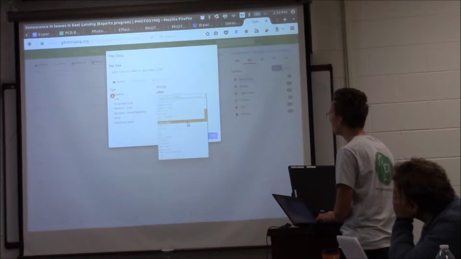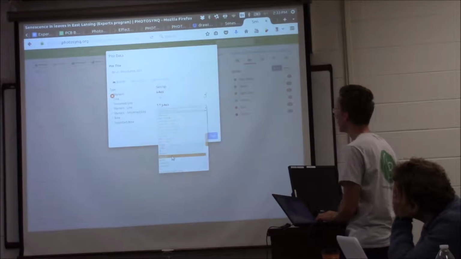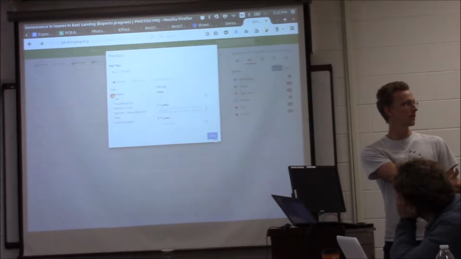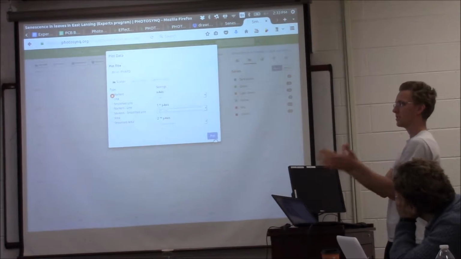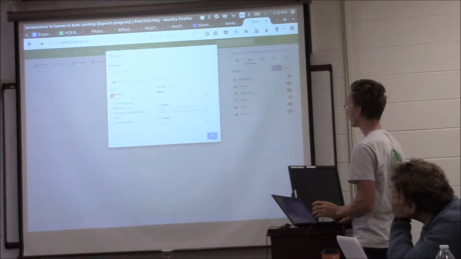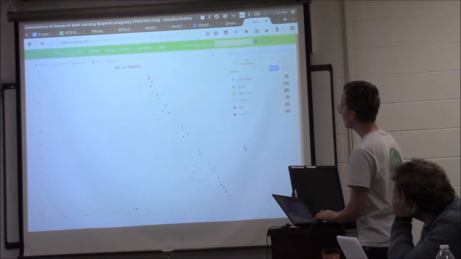Let's do what Dave was showing yesterday, which is PhotosynQ. Does everybody remember that part he was talking about? PhotosynQ by PhotosynQ. That's how much energy is going towards photosynthesis, and then how much energy is going towards heat dissipation, the sort of alternate path.